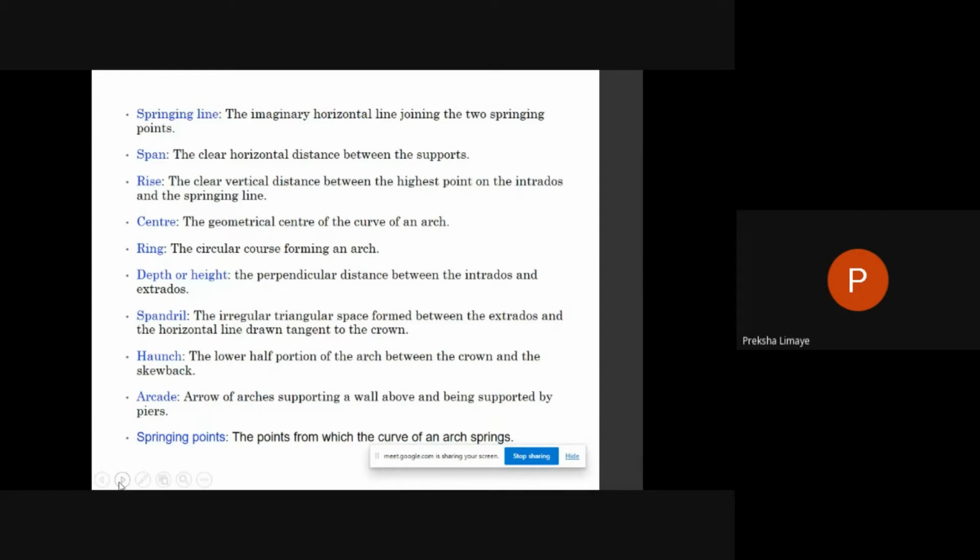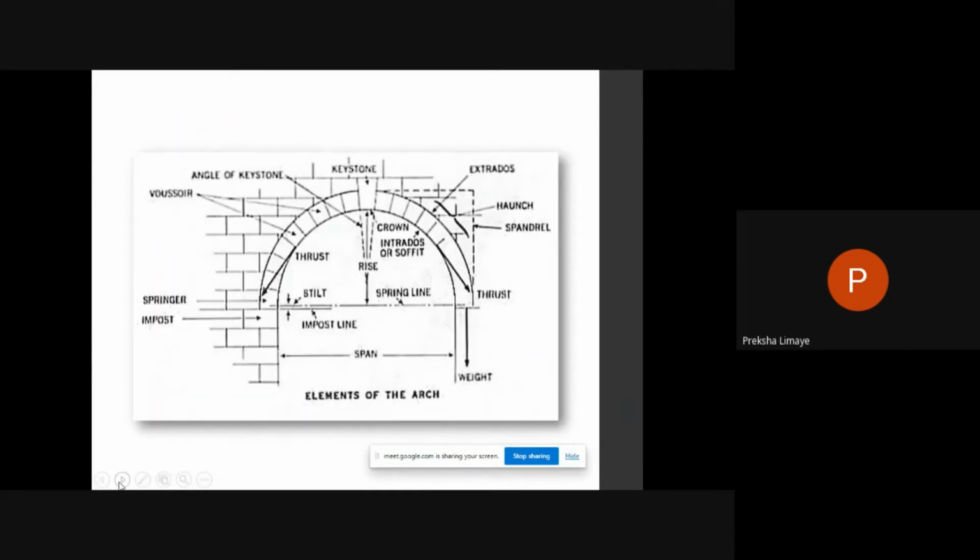Ring, the circular course forming an arch. Depth or height, the perpendicular distance between the intrados and extrados. Spandrel, the irregular triangular shape formed between the extrados and the horizontal line drawn tangent to the crown. Haunch, the lower half portion of an arch between the crown and the skew back. Arcade, a row of arches supporting a wall above and being supported by piers. Springing point, the points from which the curve of the arch springs. Next, this is the diagram of the elements of an arch which I just described.